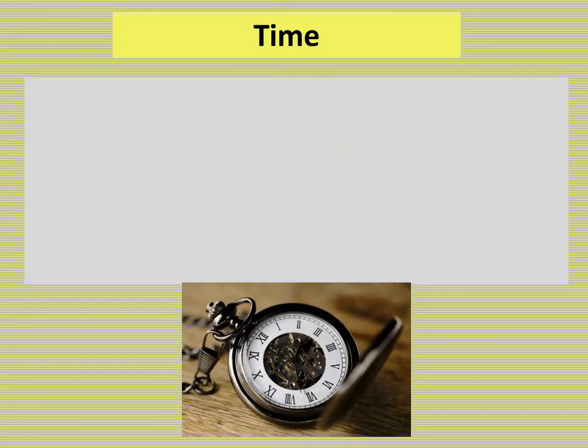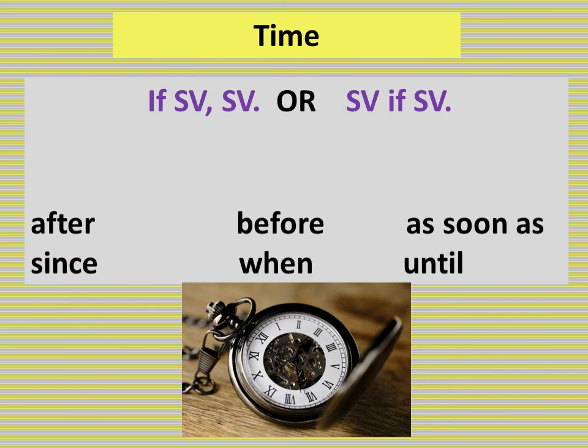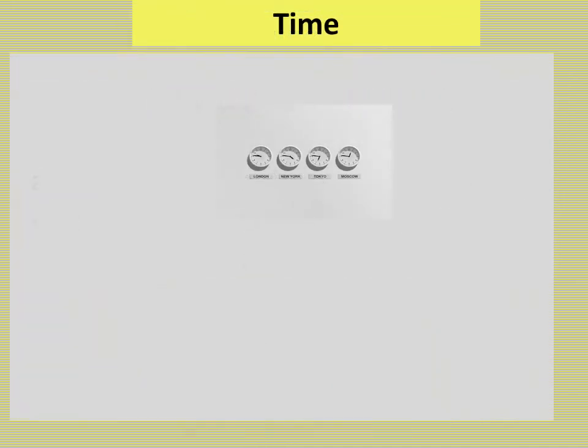And then we have subordinating conjunctions of time. We have many, many of these, but they also have those same two formulas for complex sentences. If subject verb, comma subject verb, or subject verb, if subject verb. So you've heard many of these before. After, before, as soon as, since, when, until, as. So let's look at some of these in action. Again, don't forget the formulas. If subject verb, comma subject verb, or subject verb, if subject verb.